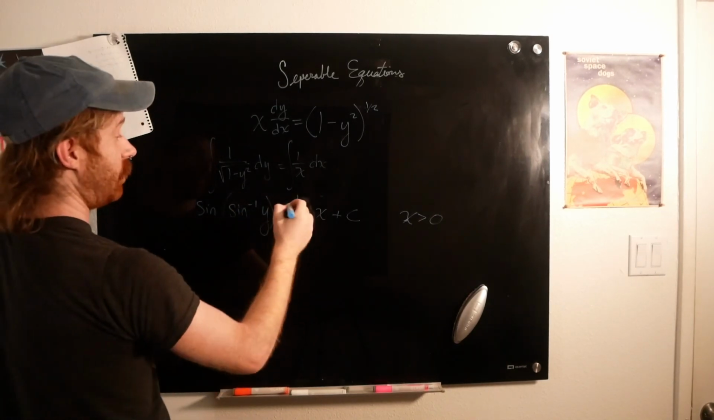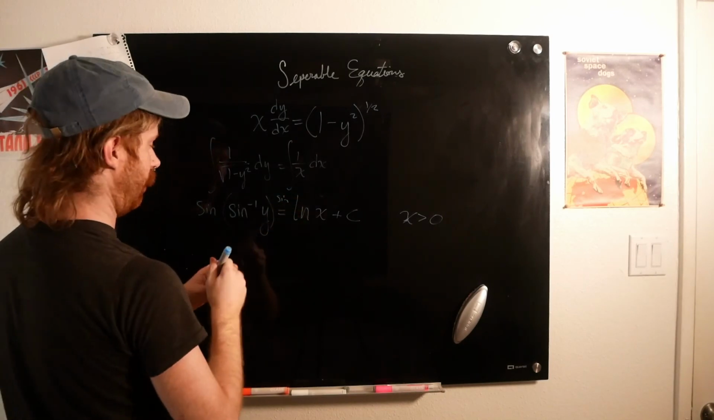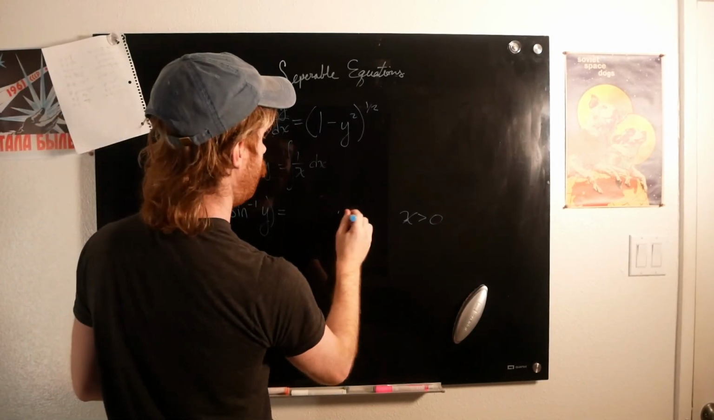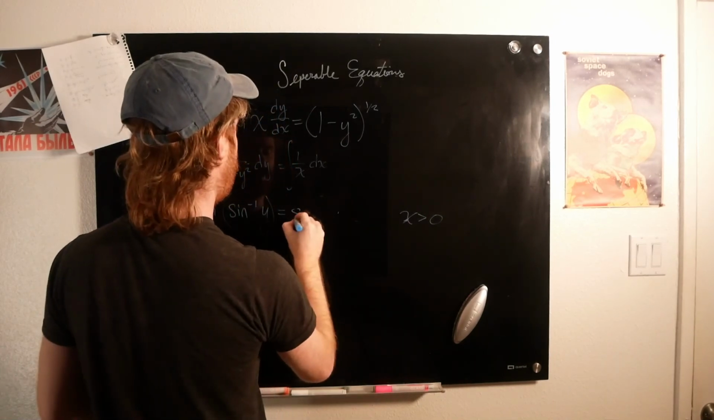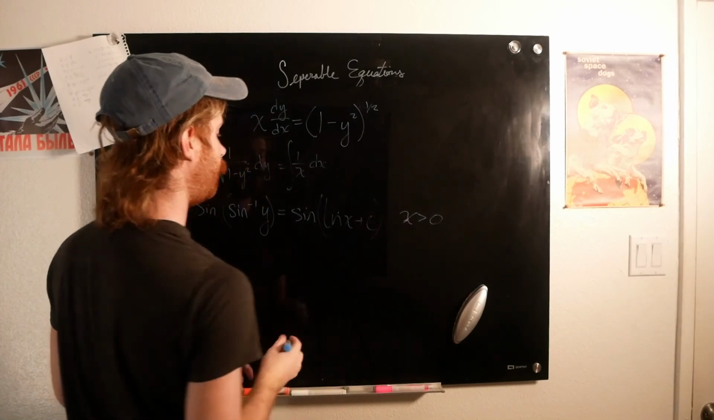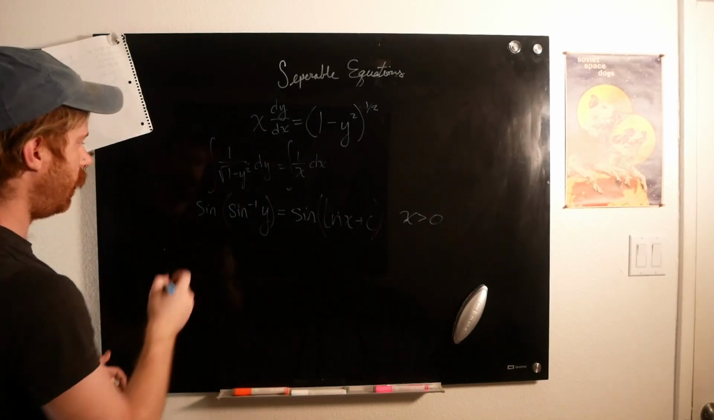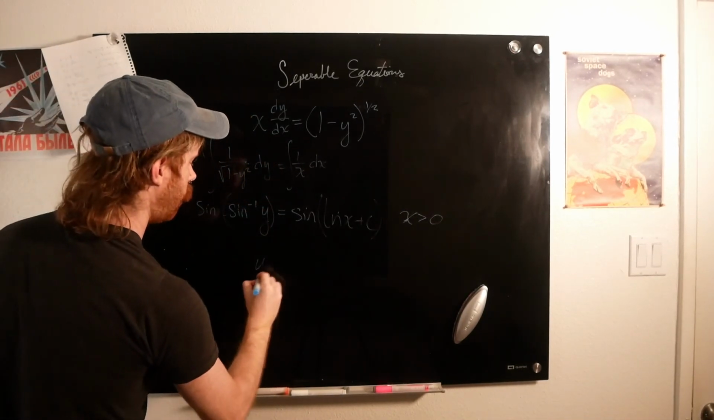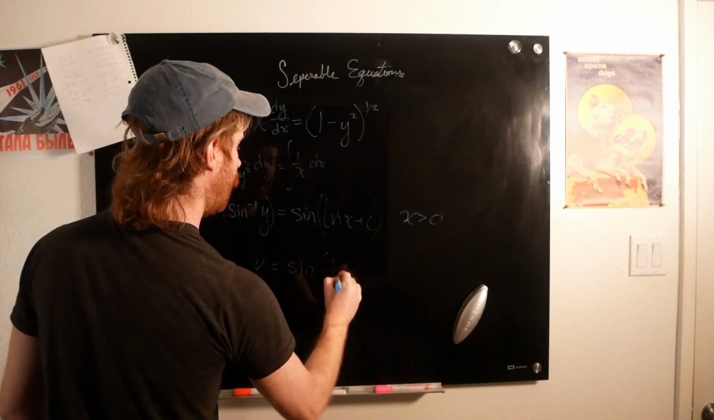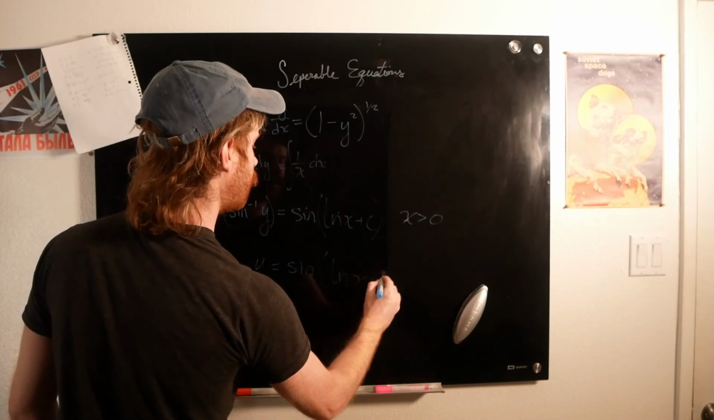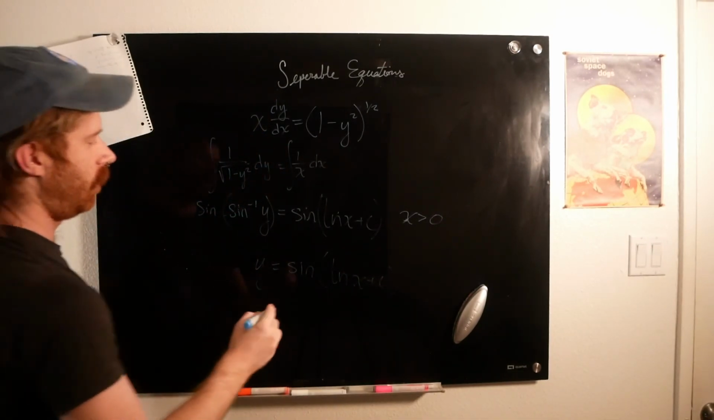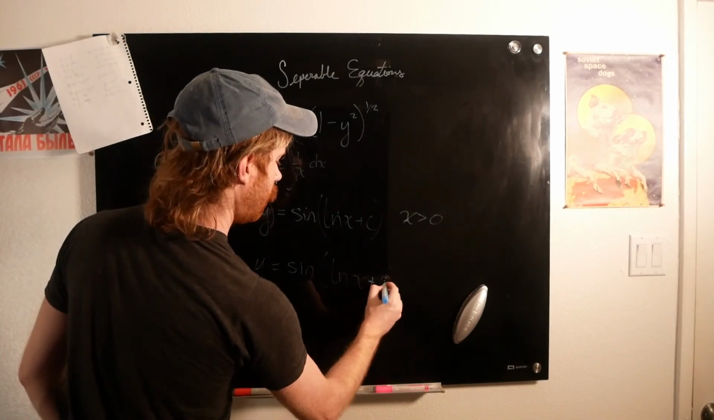But if you do that to this side, you're also going to have to do that to the other side. So we're going to have sine of the natural log of x plus c, just like that. These go away, and you're left with y equals sine of the natural log of x plus c. And that's going to be your answer. Hope you can see that.